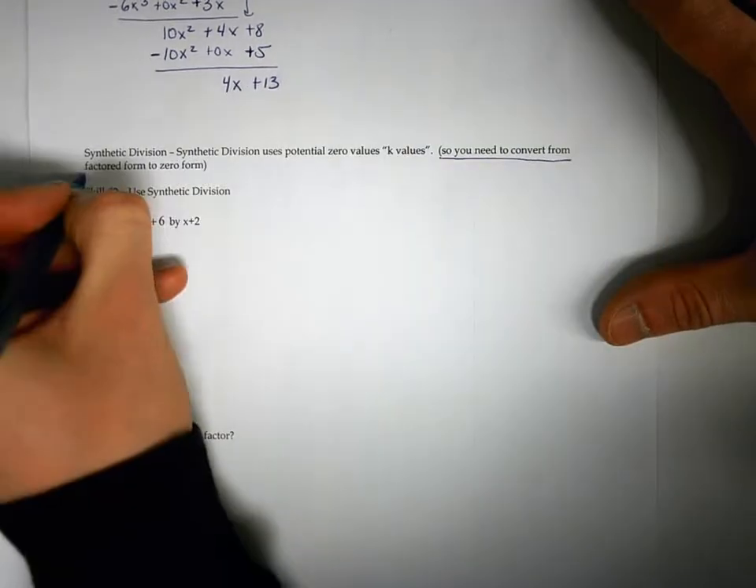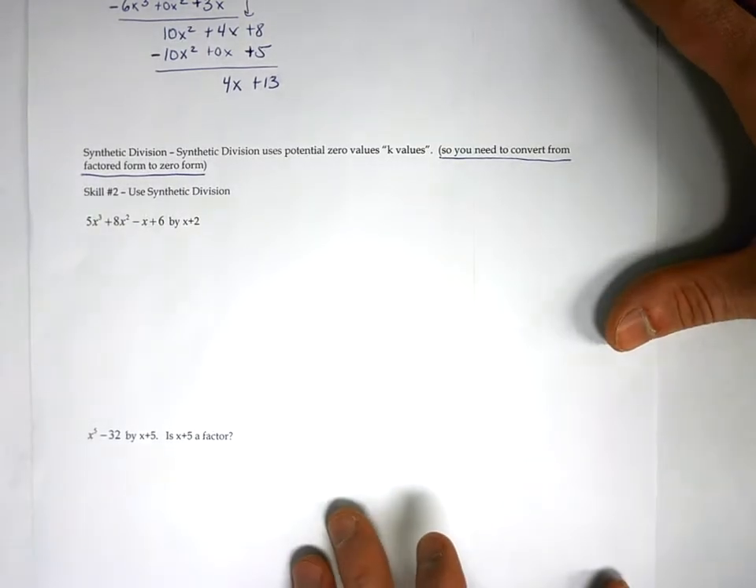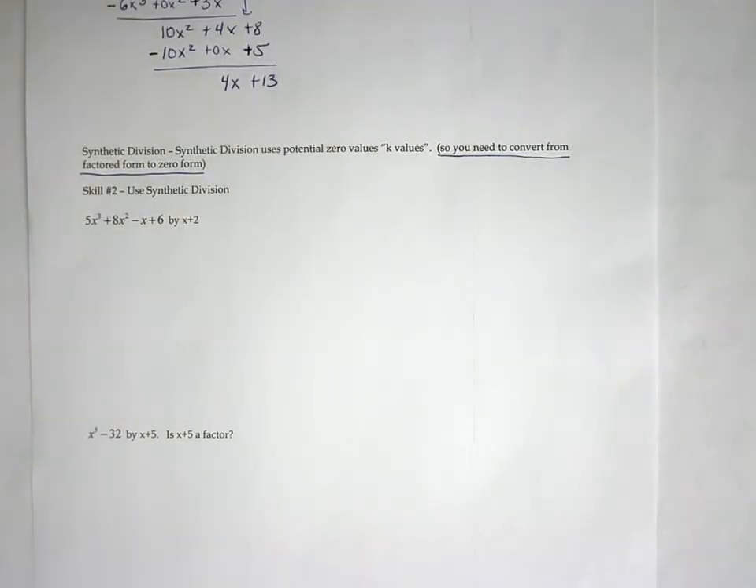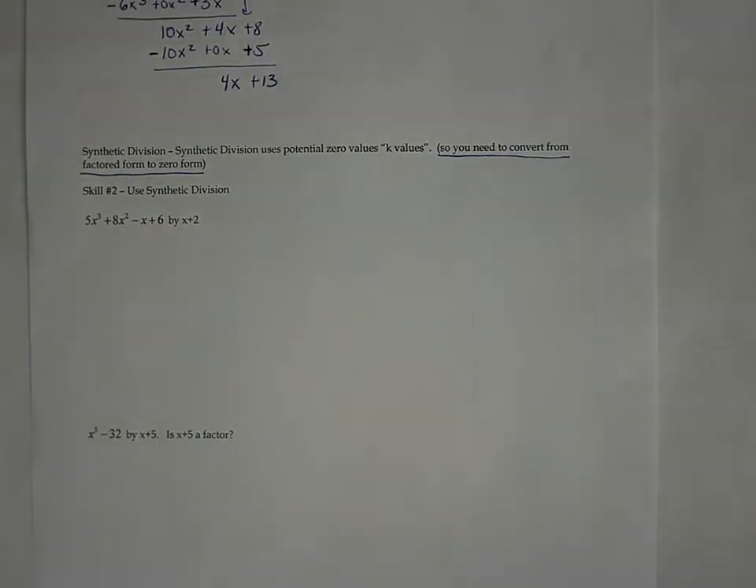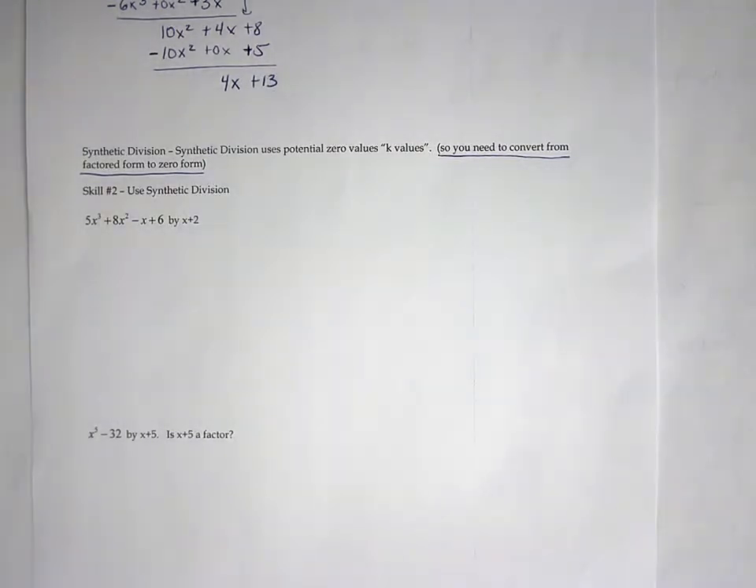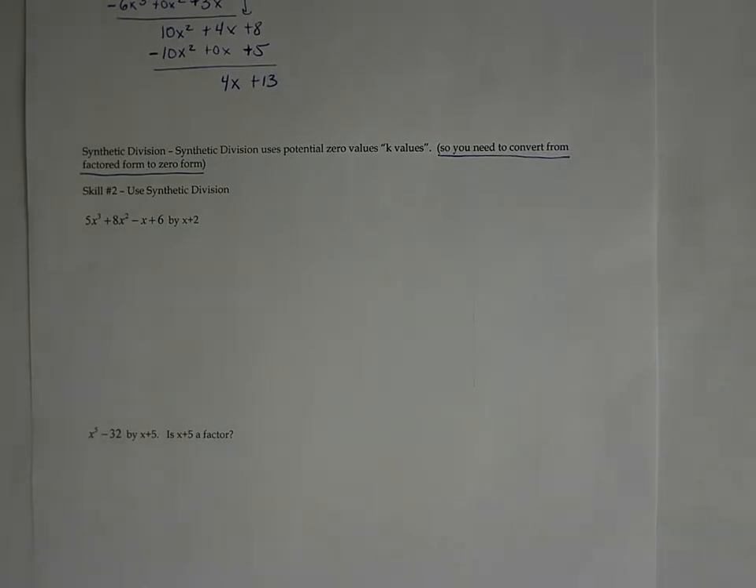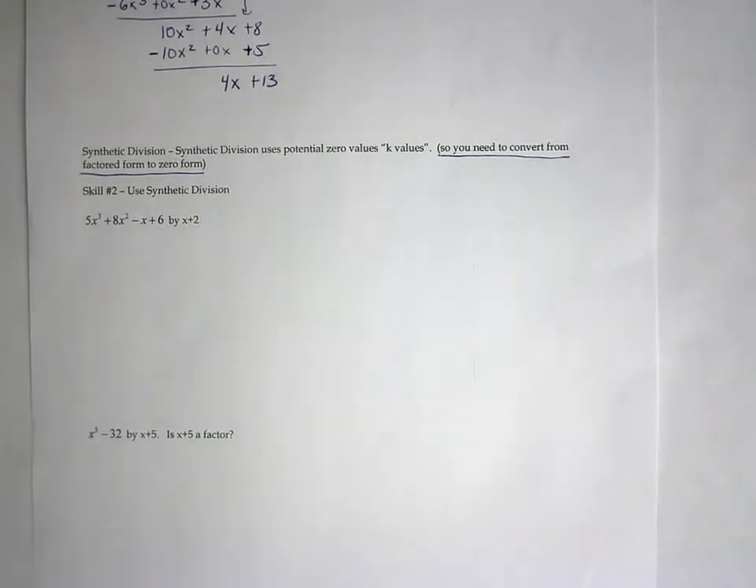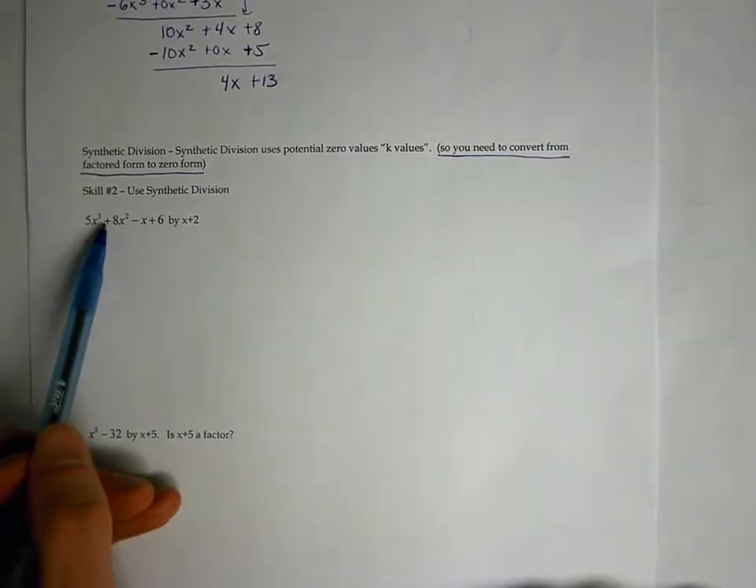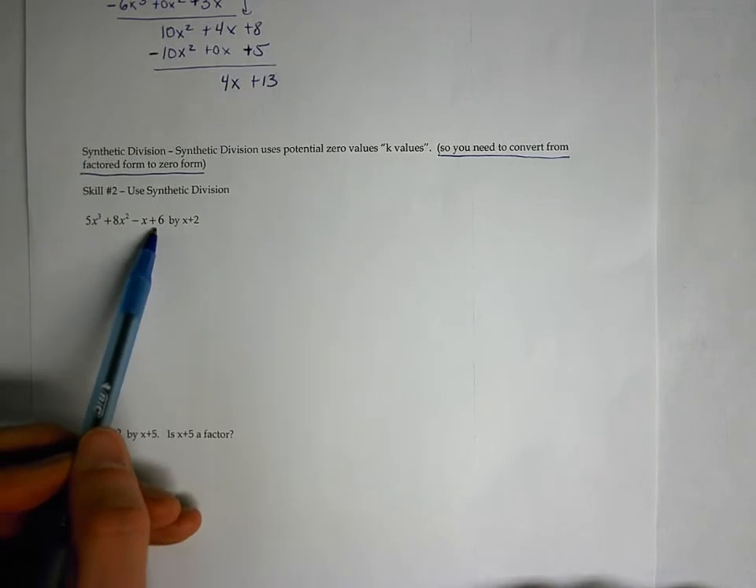You need to convert from factored form to zero form. And these are what we call K values, just potential zeros that we could have. So we're going to convert factors to zeros. So in the first example here is synthetic division, 5x cubed plus 8x squared minus x plus 6.